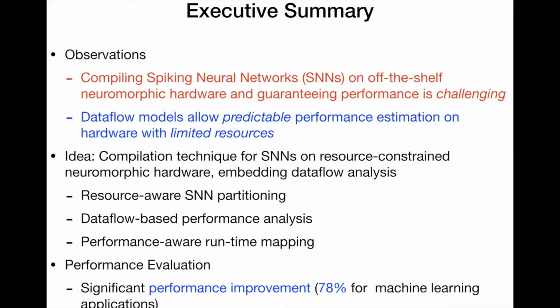We start with an executive summary of this work. So we made two key observations. First, compiling spiking neural networks on off-the-shelf neuromorphic hardware and guaranteeing performance is challenging. Second, Dataflow models allow predictable performance estimations on hardware with limited resources. Based on these two observations, we propose our idea, which is the compilation technique for SNNs on resource-constrained neuromorphic hardware, embedding Dataflow analysis.